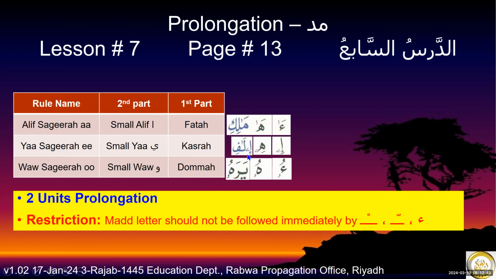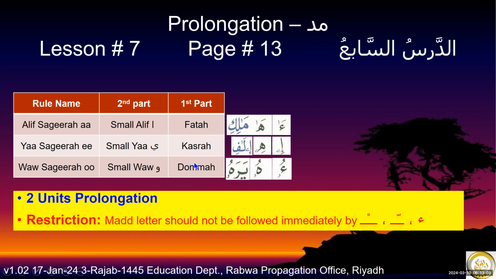Here ya sagira is one, two units prolongation. Alif sagira is one, another two units prolongation. Both have to be the same length of prolongation. One is long, one is short? No, both have to be prolonged equally. E la fi, e la fi.